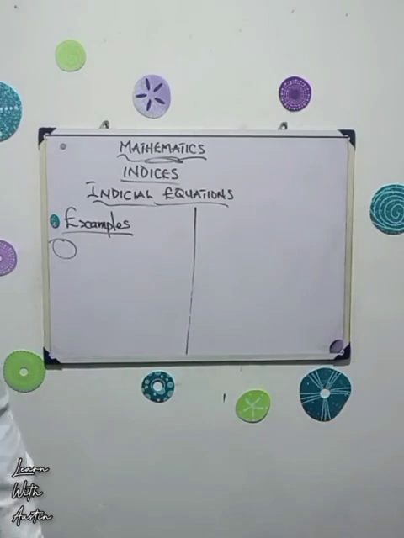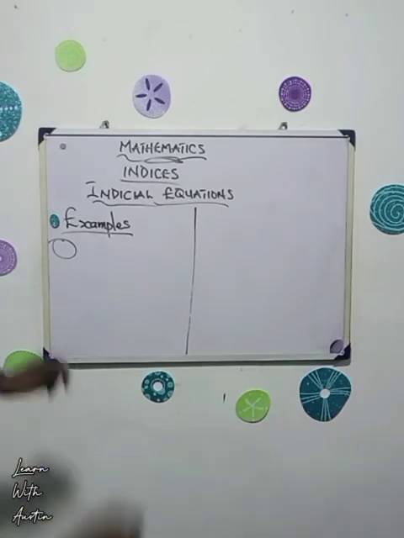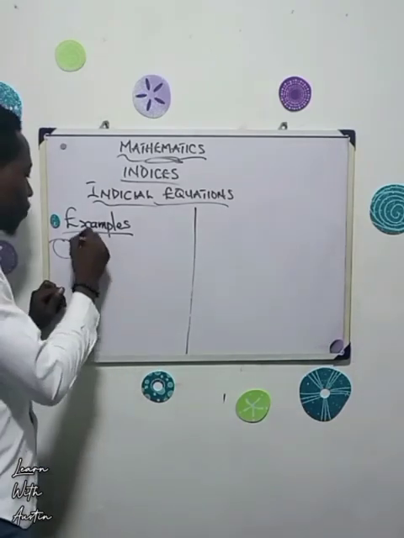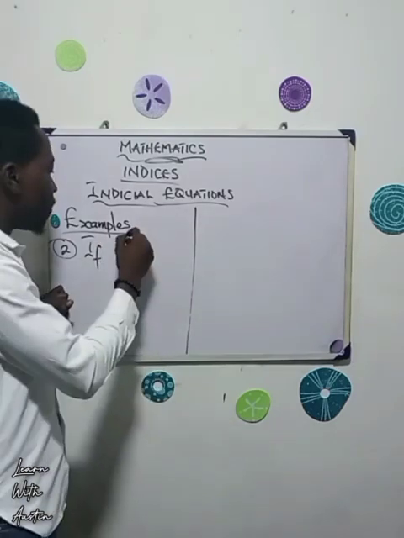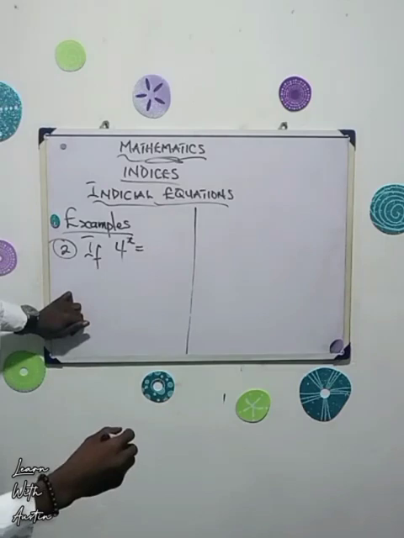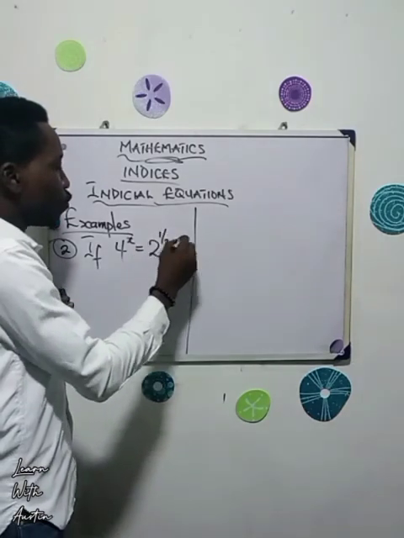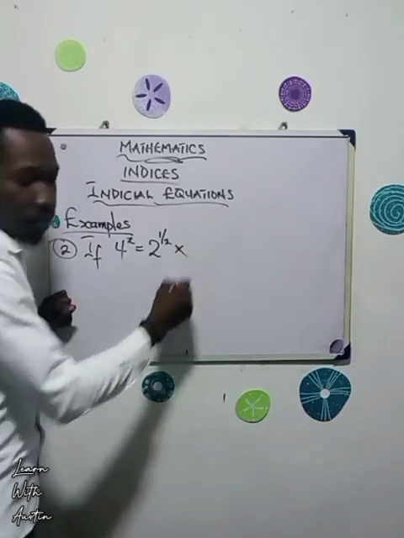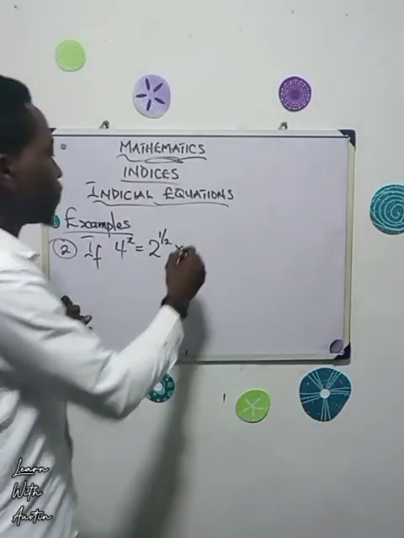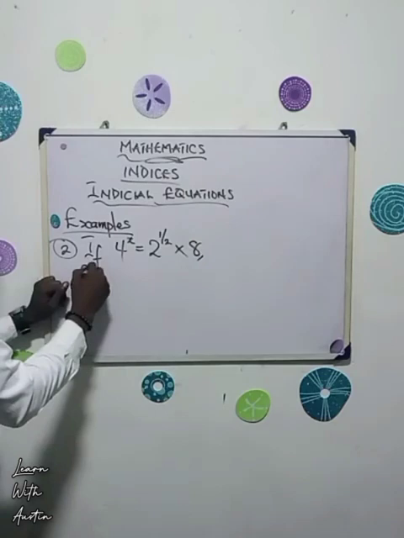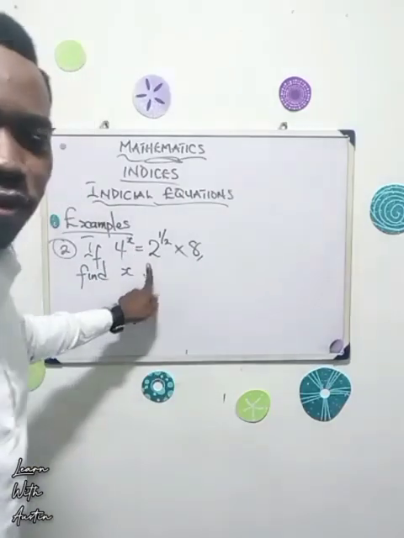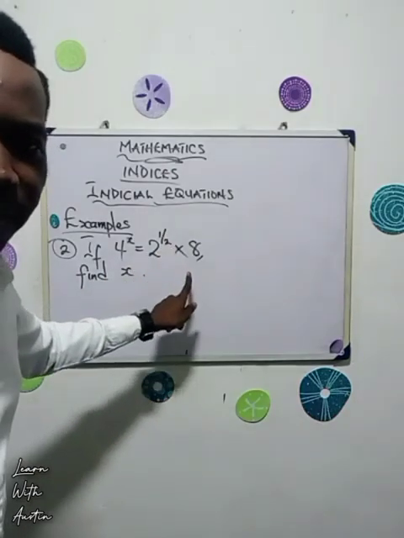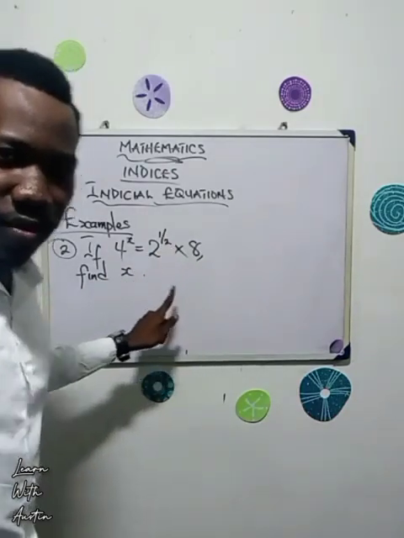So example number 2 says, if 4 raised to the power of x equals 2 raised to the power of 1 over 2 times 8, can I find x? If 4 raised to the power of x equals 2 raised to the power of 1 over 2 times 8, find x. That's the question.